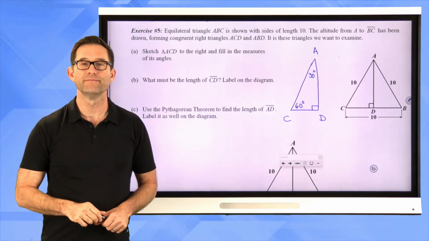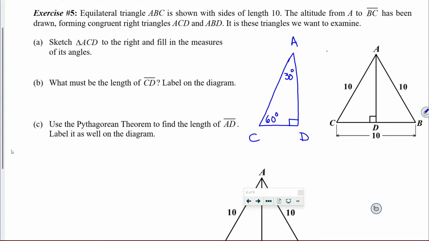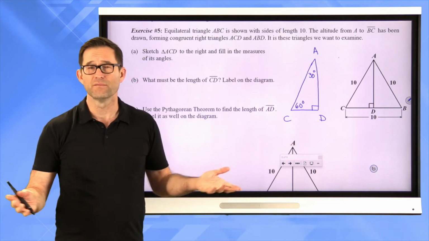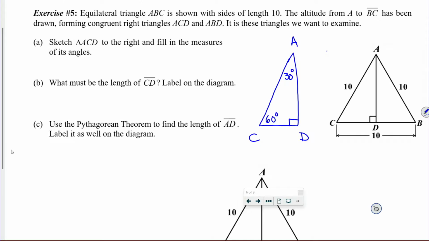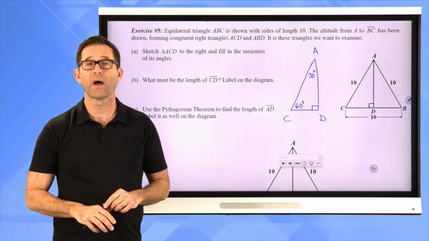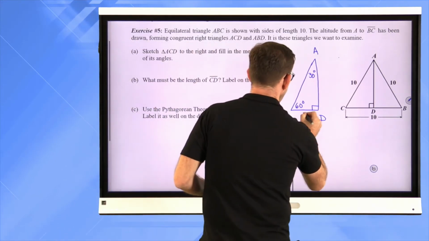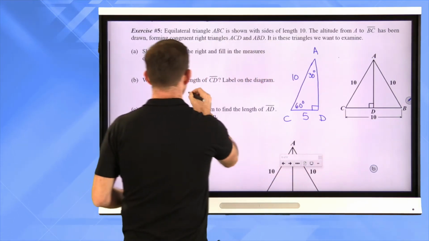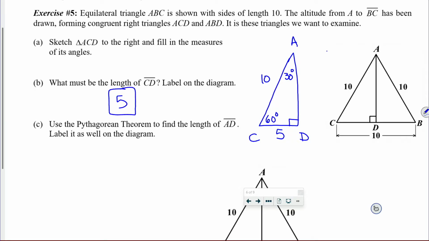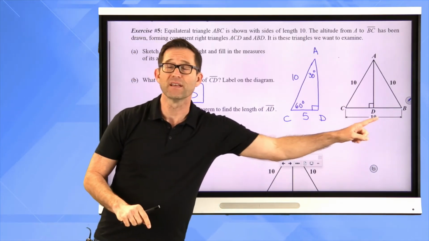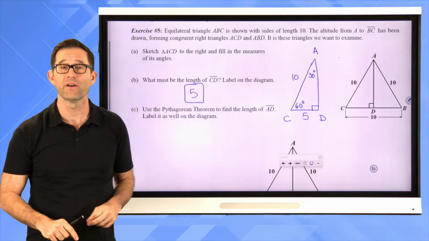Let's take a look at letter B. What must be the length of CD? Label it on the diagram. I claim that I know what that length is. Go ahead and figure that out. Pause the video now. Now, I'm not trying to use anything fancy here. I just want to know that that's 5. And of course that's 10. But that's 5 because I've taken my equilateral triangle and just split it in half. So this base that's 10 units long here becomes 5 here.